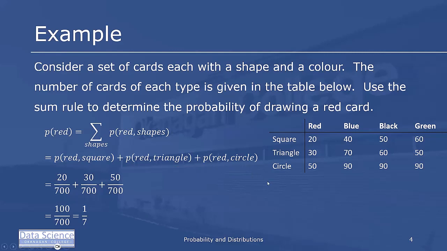There are 700 items in this data set. So the probability of red and square is 20 over 700. The probability of red and triangle is 30 over 700. The probability of red and circle is 50 over 700, which is 1/7.